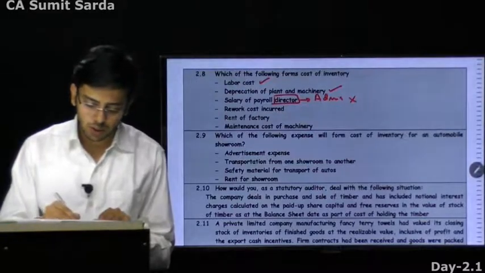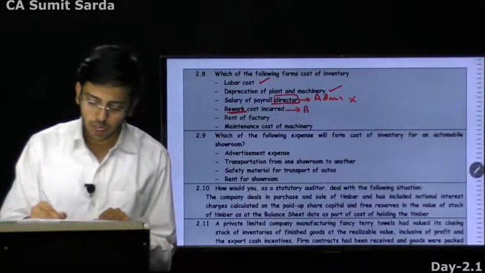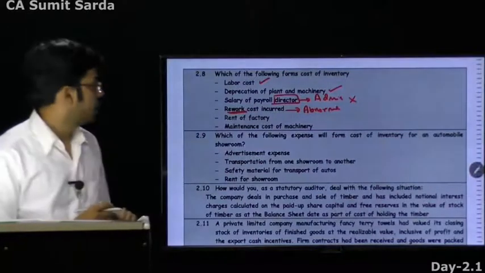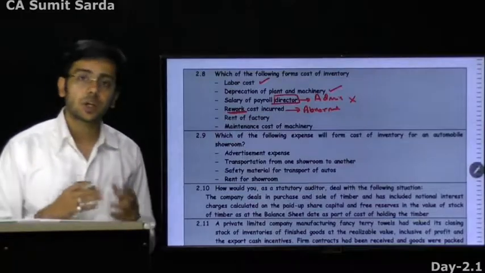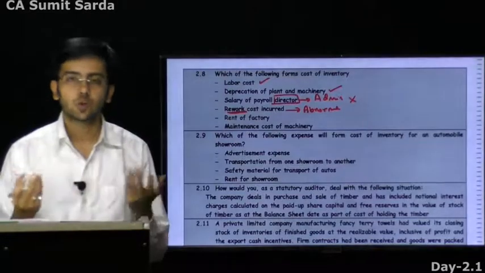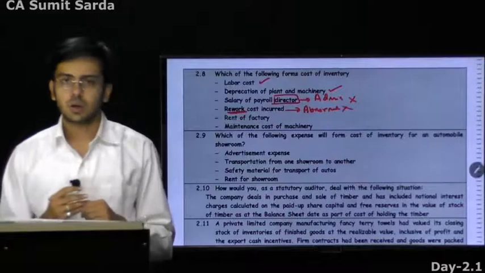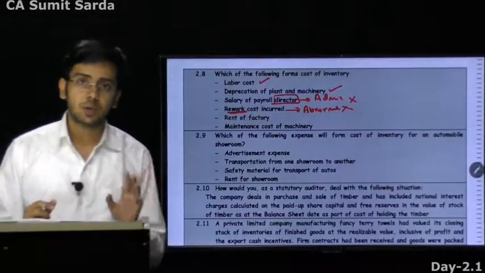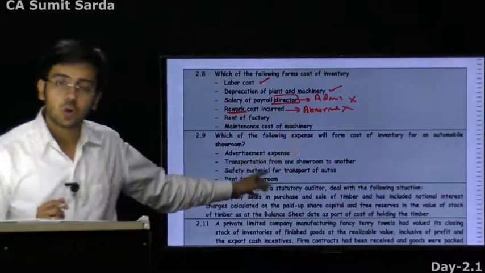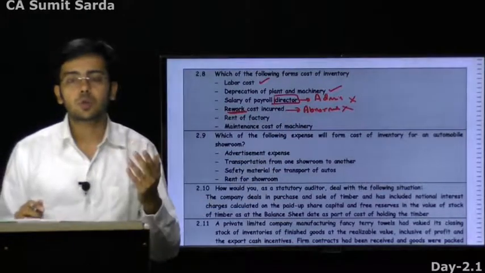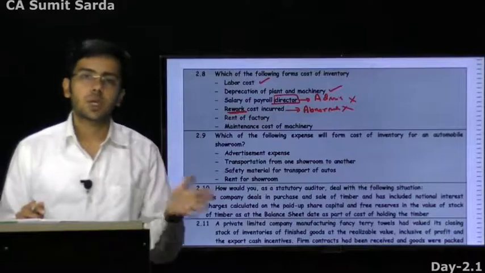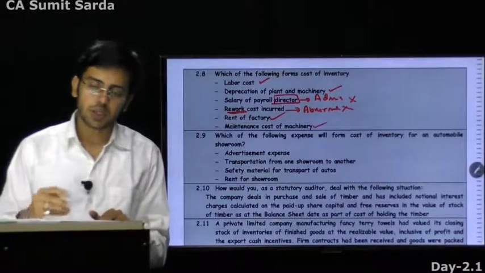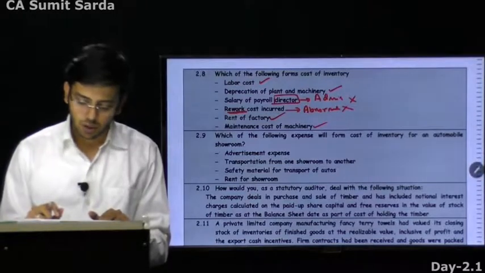Rework cost incurred. Rework is generally considered to be abnormal. When do you rework? When the product has been made defective. When you have made a defective product, we rework. So this is considered to be an abnormal cost, not to be included. Sir, what if rework was done as per client specification? Then it can be included, but the question doesn't say so. Normally when we hear about rework, rework is due to improperly made products. Rent of factory can be included, maintenance of machine, again factory overhead can be included.